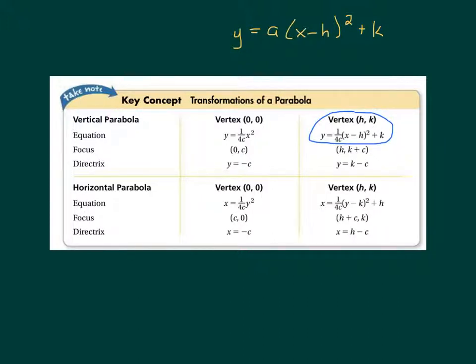So that was vertical. Then we have these formulas for horizontal parabolas, vertex at the origin, vertex somewhere else. Notice that it's x equals 1 over 4c y squared. The x and the y's just switch. And the focus is a little bit different. For a vertical, it's (0, c), horizontal, it's (c, 0), etc. So you can see these formulas. You're going to have to reference these a lot as we go through the problems.